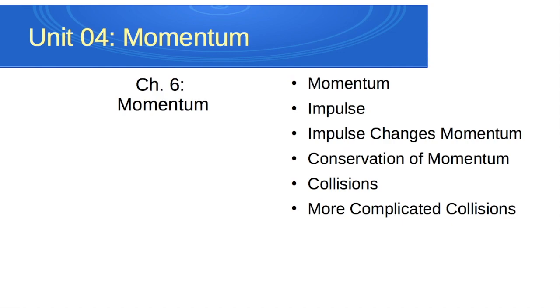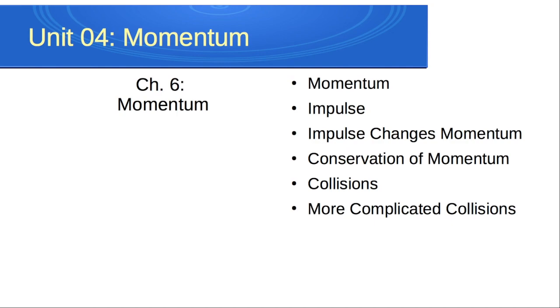All right, so we're starting Unit 4, Momentum, and this includes Chapter 6, Momentum in your textbook. We're going to be covering the topics of momentum, impulse, how impulse changes momentum, conservation of momentum, and kind of talking about the idea of collisions, and just introduce the idea of some more complicated collisions than a 1D collision, but we will focus most of our problem solving on just one-dimensional collisions.